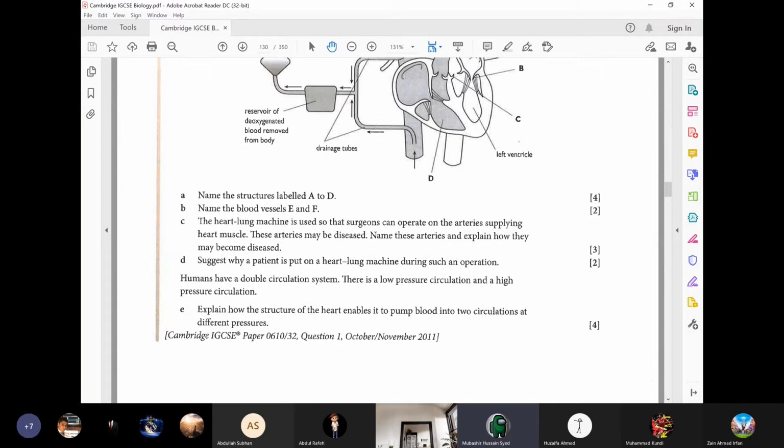Yes. Now listen. I told you that they put the patient on the heart-lung machine because all the cells of the body require oxygen and nutrients, but the heart is not pumping. So as the heart is not pumping, they put the person onto the heart-lung machine, which oxygenates the blood and pumps the blood to the whole body, because all the cells of the body require oxygen and nutrients.